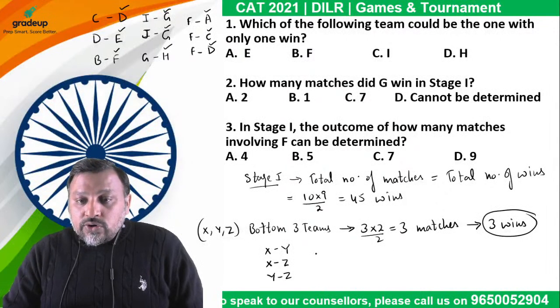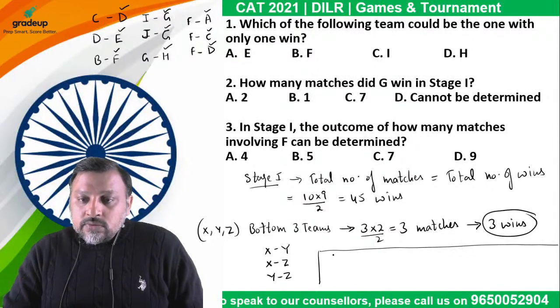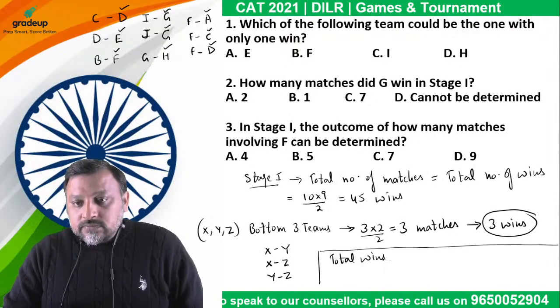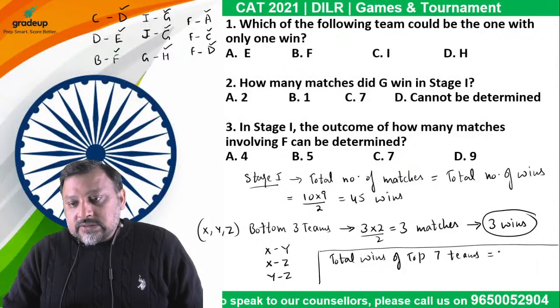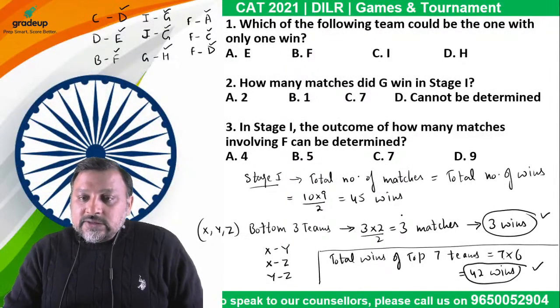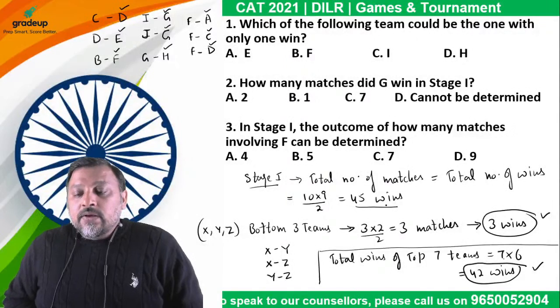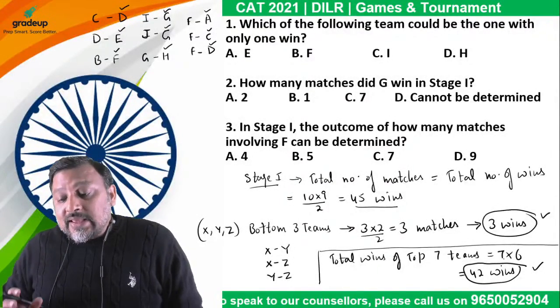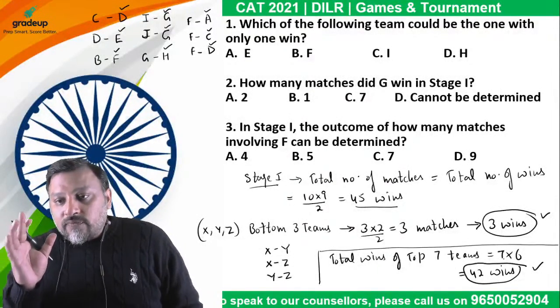And we also know the total wins of the top 7 teams is 7 into 6, 7 teams with 6 wins each, which is 42 wins. So if I add these two values, it is 45 only. Okay, so now a very important conclusion can be drawn from here.